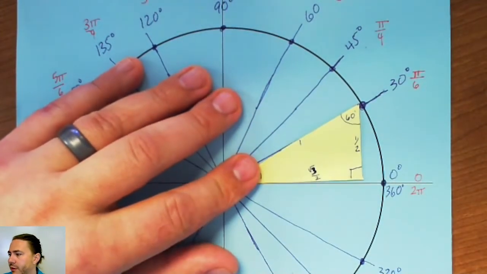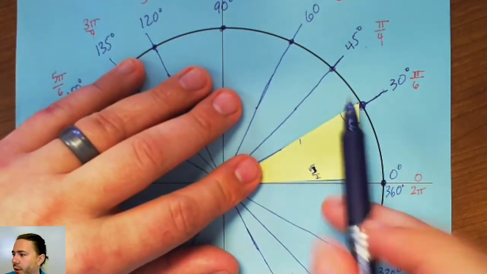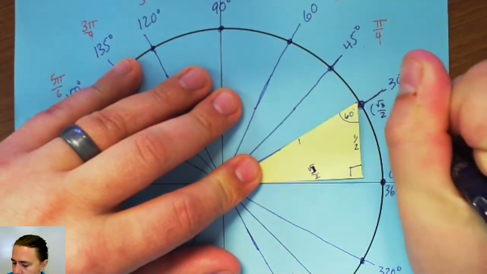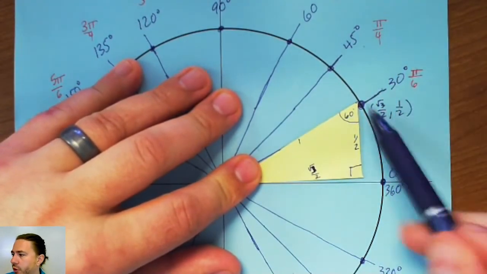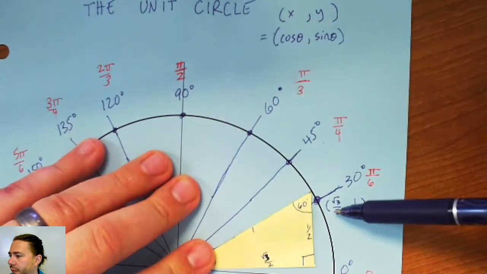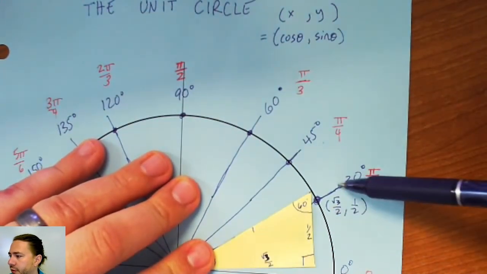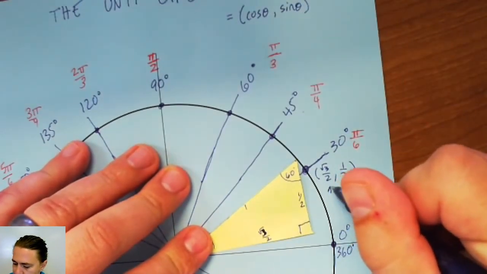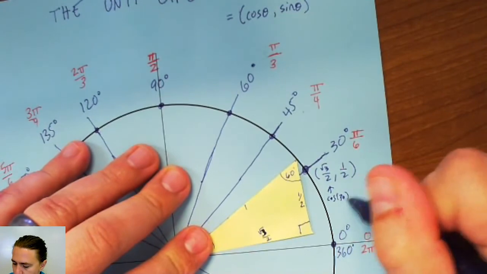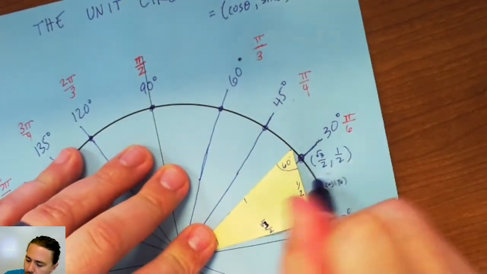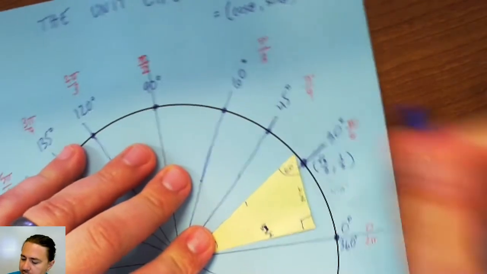But anyway, so we got root 3 over 2, 1/2. So this coordinate is going to be root 3 over 2, comma 1/2. How are we going to use this coordinate? Well, cosine of 30 degrees is root 3 over 2. This is cosine of 30, or cosine of pi over 6. Okay? The y coordinate is sine.